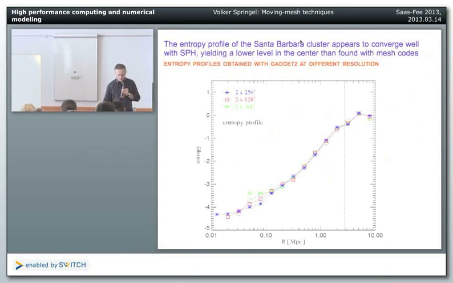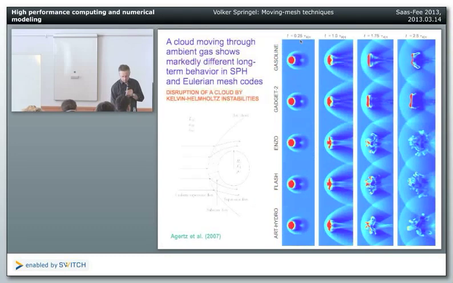This is particularly troubling because if you try to do convergence tests here, you find a pretty robust result both with SPH and with the Eulerian codes, but these seemingly converged results differ systematically at the center. So you then have the question, what is actually correct? And you have a difference that doesn't disappear simply by going to high resolution. So that is a worrying aspect.